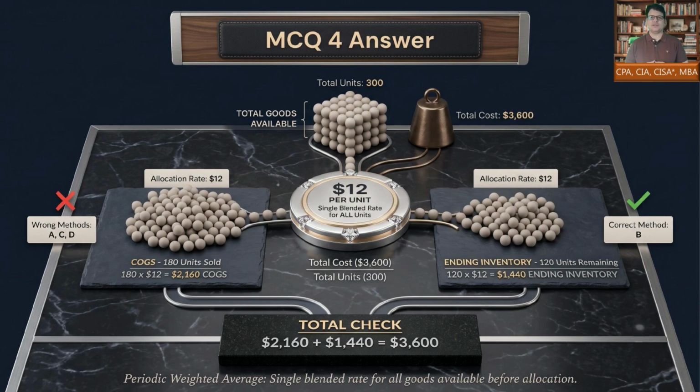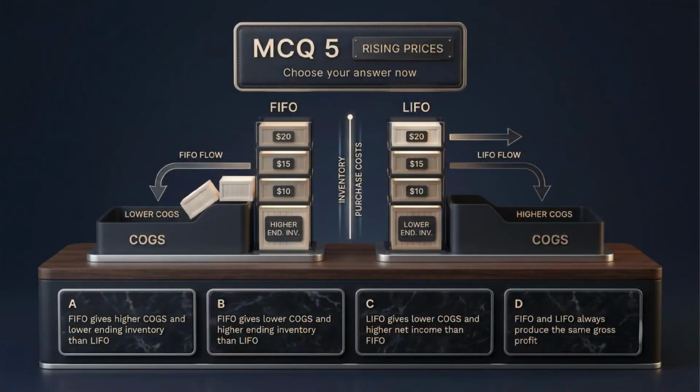C is not weighted average. D uses the latest $13 cost as if recent costs were all assigned first. Periodic weighted average calculates one rate for all goods available. MCQ 5 asks about rising prices. During a period of rising inventory purchase costs, which statement is generally correct under US GAAP cost flow assumptions?